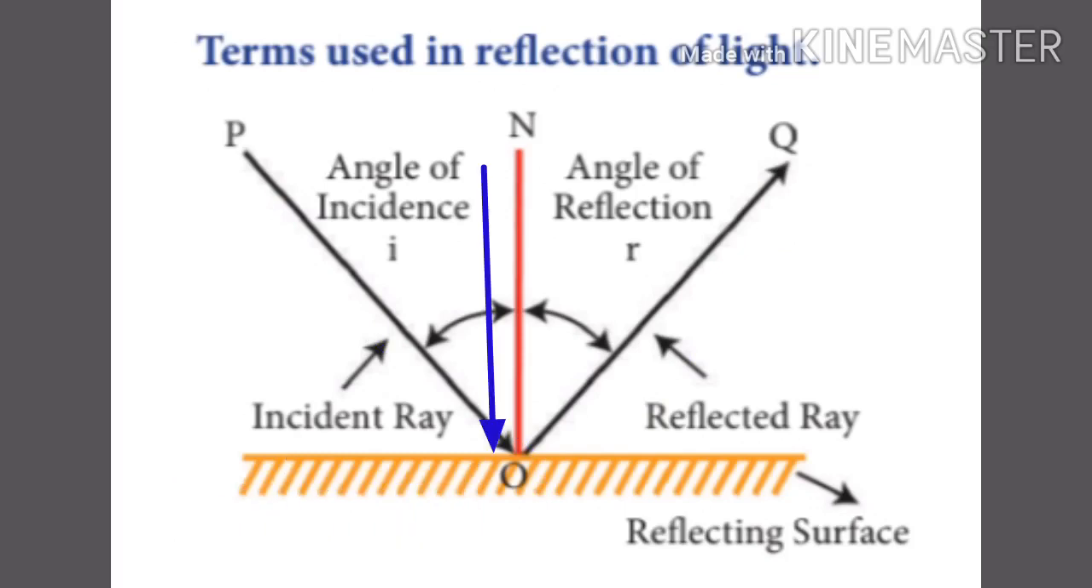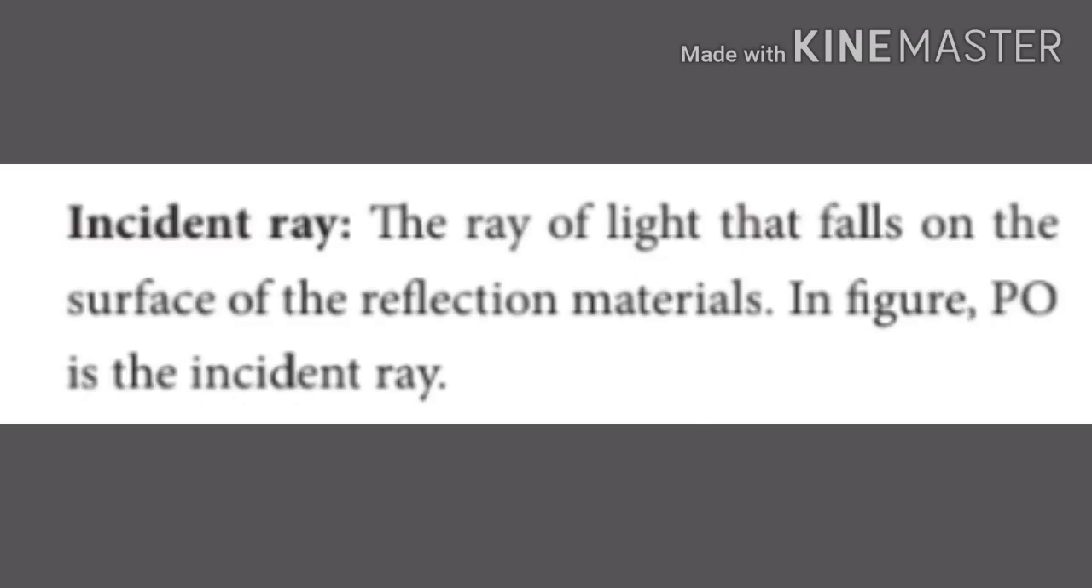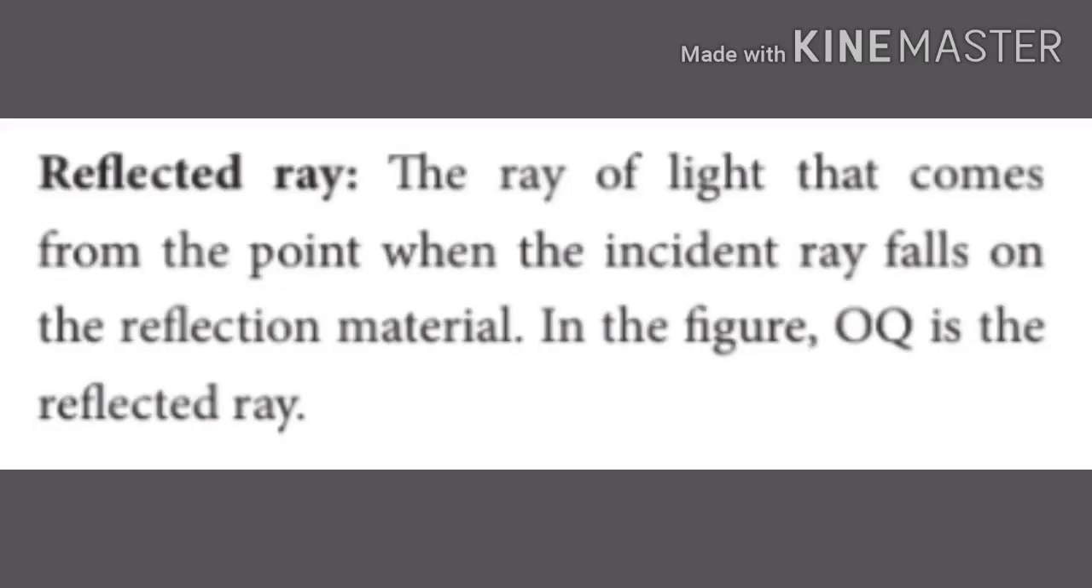Normal is ON. See the definitions now. Incident ray, the ray of light that falls on the surface of the reflection material. In figure, PO is the incident ray. Reflected ray, the ray of light that comes from the point when the incident ray falls on the reflection material. In the figure, OQ is the reflected ray.